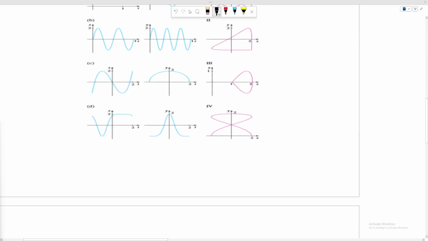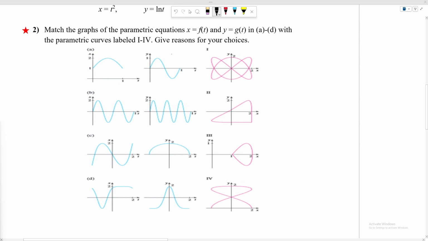Okay, so we have our x and y graphs. So this is our f of t, and this is our g of t. And this goes all the way down for this, this, and this. And these are like one part, and this is one part, and this is one part, and so on. All right. And so here, if we look at how can we match these?